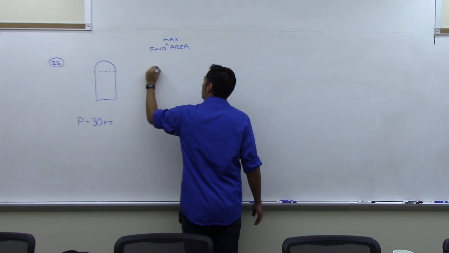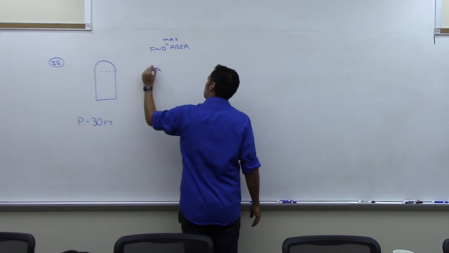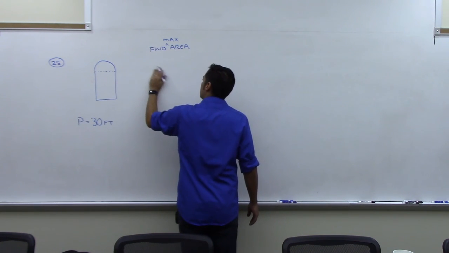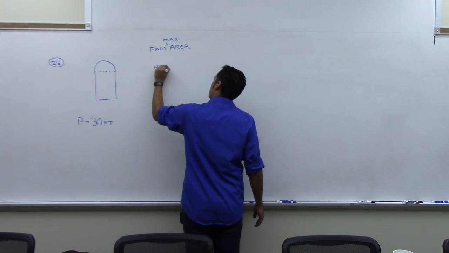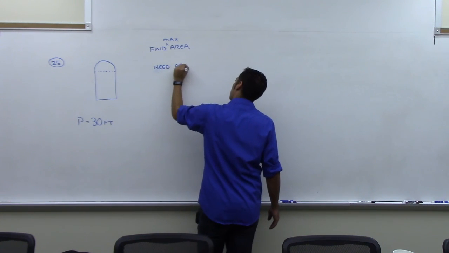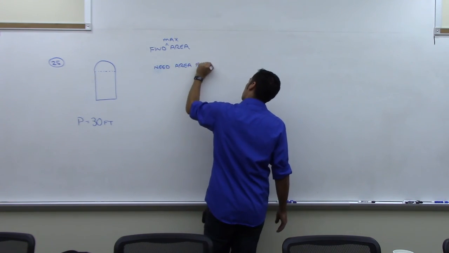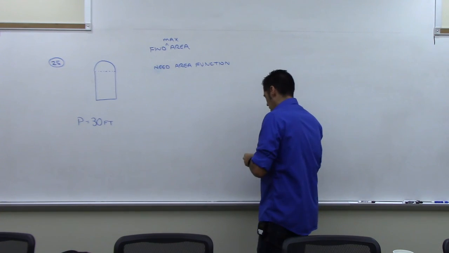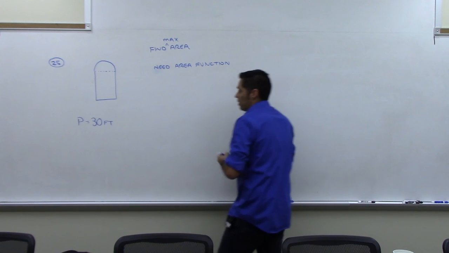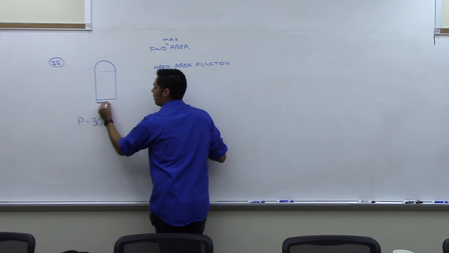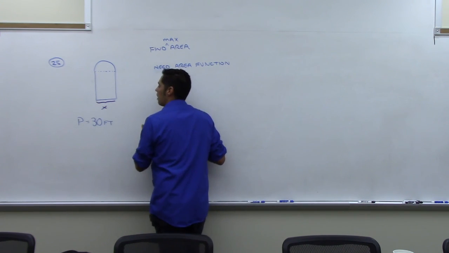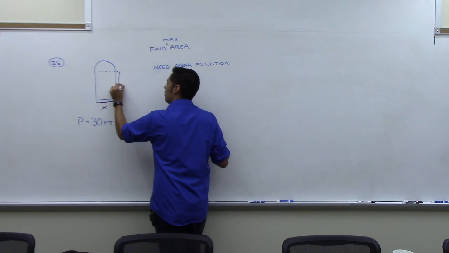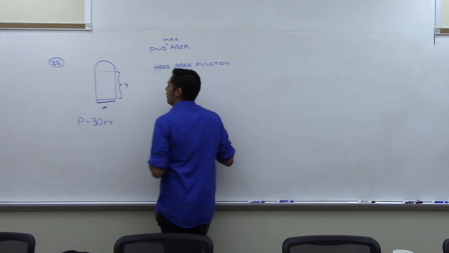So I need an area function. All right, well, there's some things that could change in this problem that would affect the size of this Norman window. Let's call this distance from here to here x. And let's call the distance from here to here y.